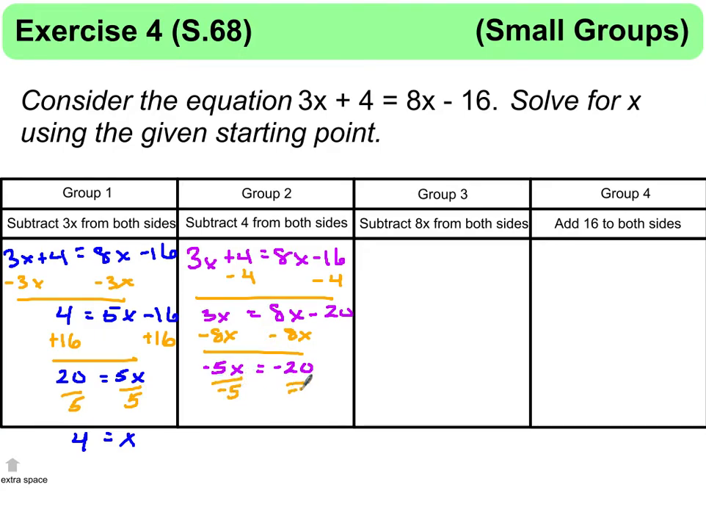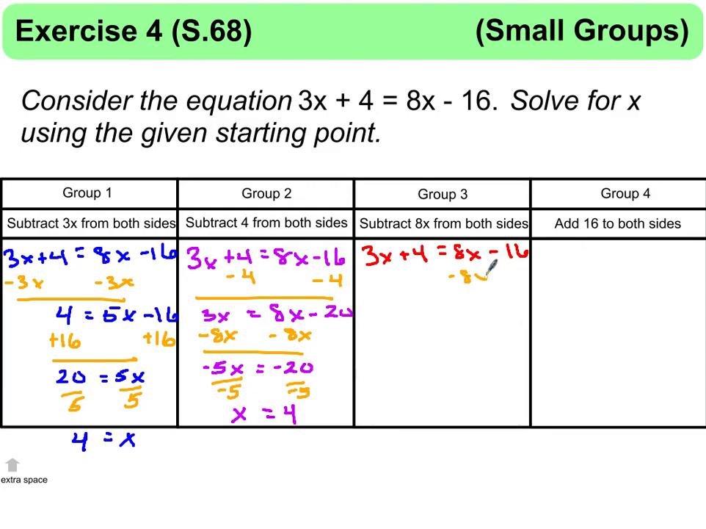If a student forgot to bring that negative down, they try to do positive 20 divided by negative 5, they would realize that, wait a minute, my answer is not supposed to be negative 4, the answer is supposed to be positive 4. So here we get x equals a positive 4, which is what we want. In group 3, again, we will start with the 3x plus the 4 equals the 8x minus the 16.